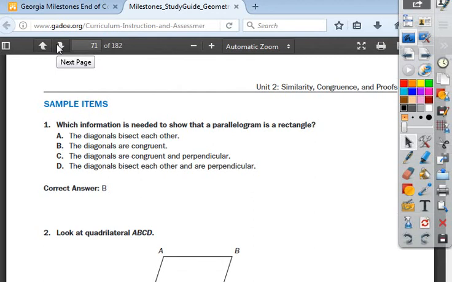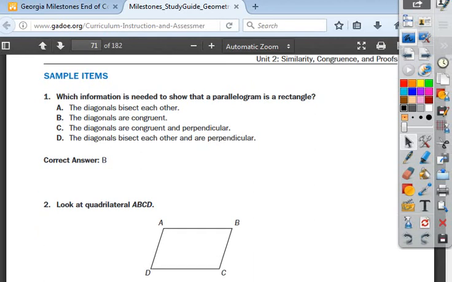Which ones have diagonals that are perpendicular? Oof. A long time ago, coach. Which quadrilaterals have diagonals that are perpendicular? Square, rhombus, one more. Kite. Square, rhombus, and kite have diagonals that are perpendicular.